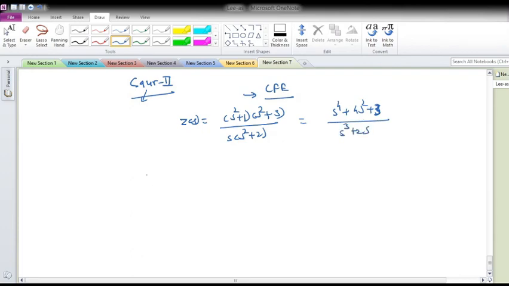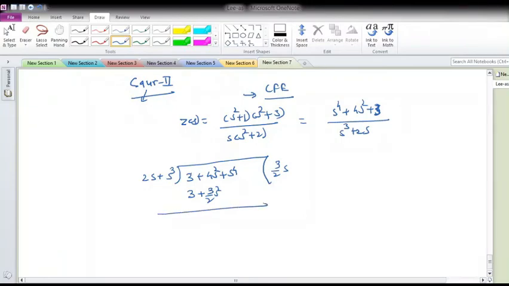Now I will take the lower orders, so 2s plus s cube will be divided into 3 plus 4s square plus s raised to 4. So we are dividing here by lower orders. This will be 3 by 2s, which gives me 3 plus 3 by 2 s square. If you remove this, you will get 5 by 2 s square plus s raised to 4. Then you divide by the divisor, 2s plus s cube.